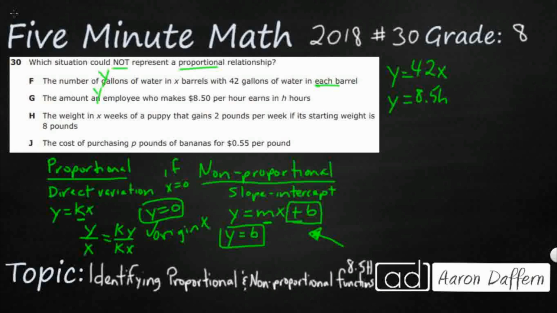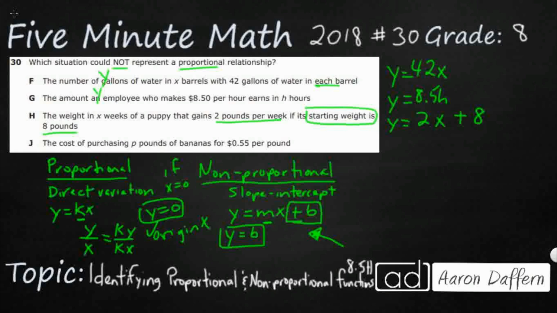The weight in X weeks of a puppy, so the weight of a puppy, y, X weeks, gains 2 pounds per week, all right. If its starting weight is 8 pounds, I think that's what we're looking for. Right here, if its starting weight is 8 pounds, that's giving you a little extra on the end there. Let's check J to make sure it doesn't work.